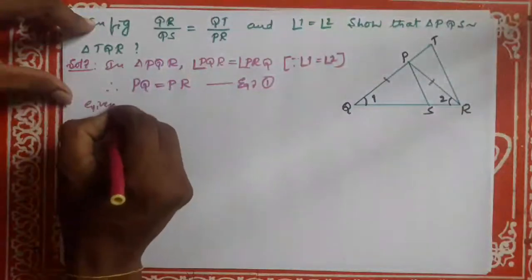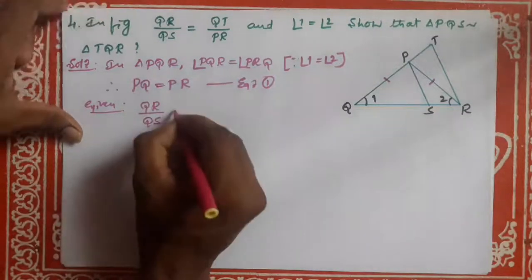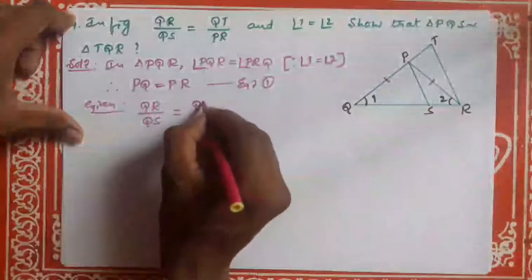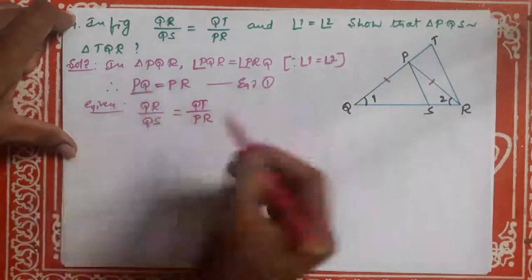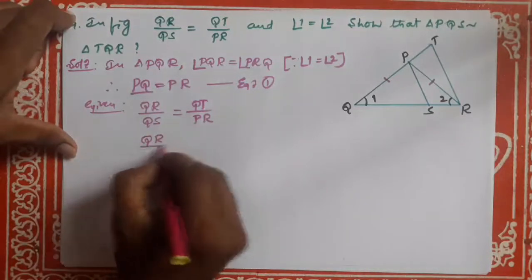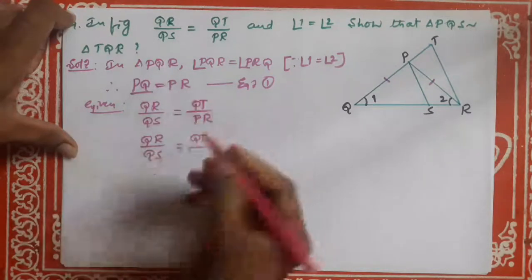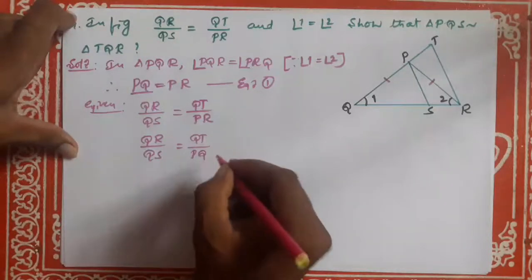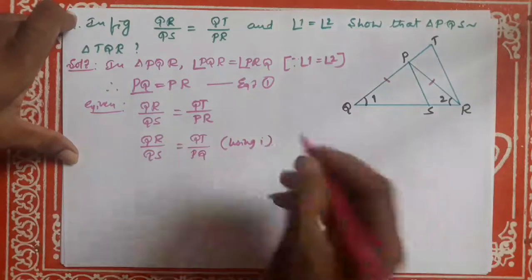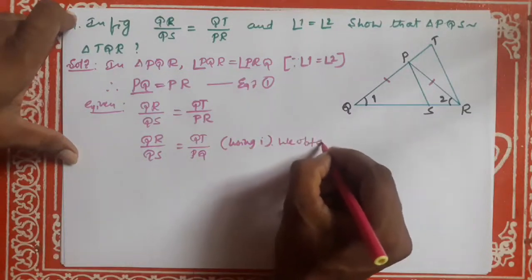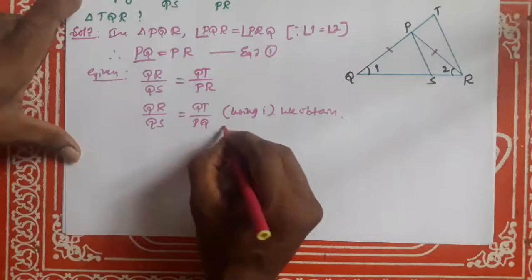What has been given here? QR by QS is equal to QT by PR. In the place of PR, take PQ. So QR by QS is equal to QT by PQ, using equation 1. Using 1 we obtain this.